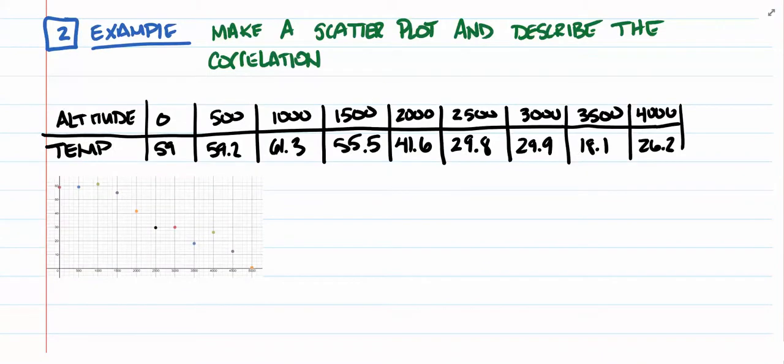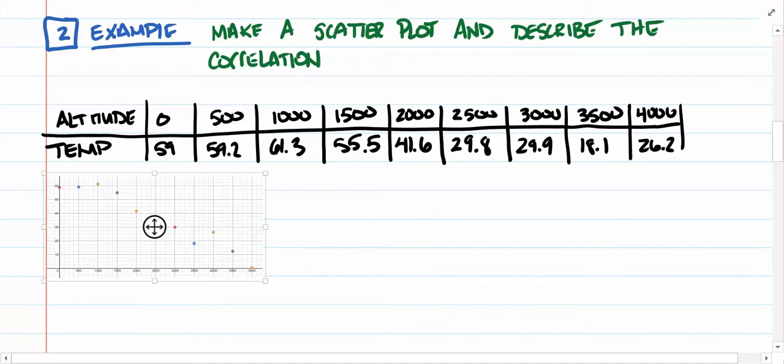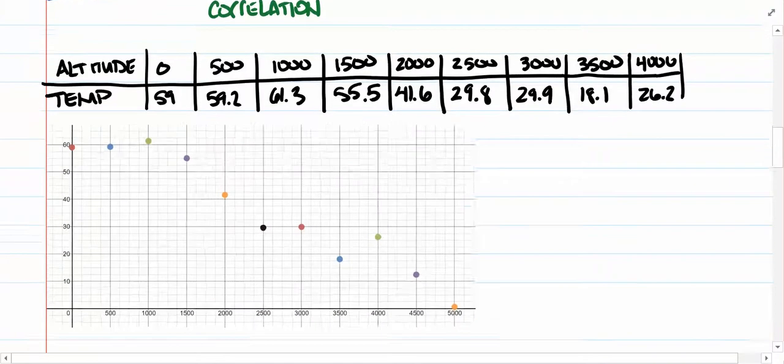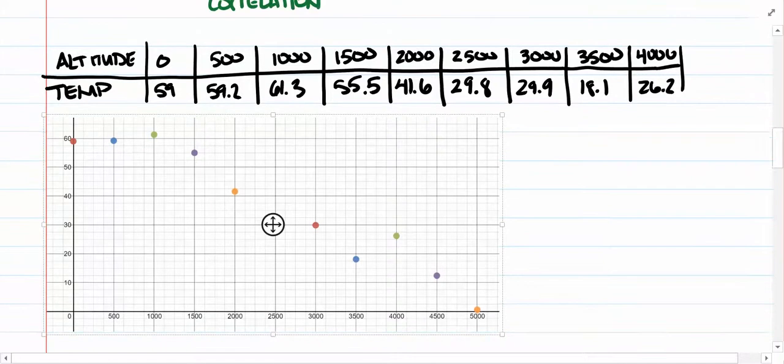So in box number 2, this is an example of how we would make a scatter plot and then describe the correlation. The two sets of data are altitude versus temperature. And I used Desmos to help me graph this. We're going to be using our calculators and Desmos as well, but I just wanted to show you what the graph looks like.